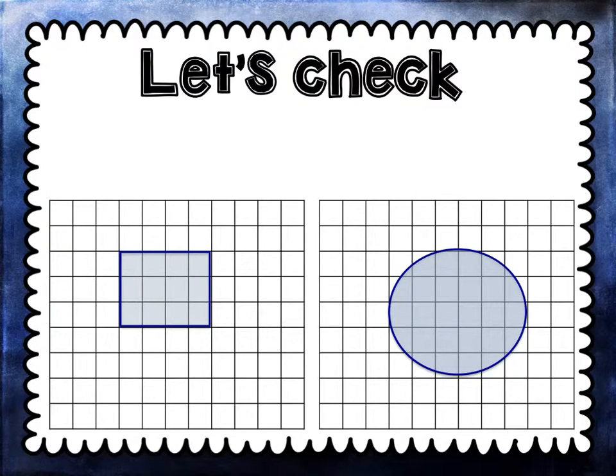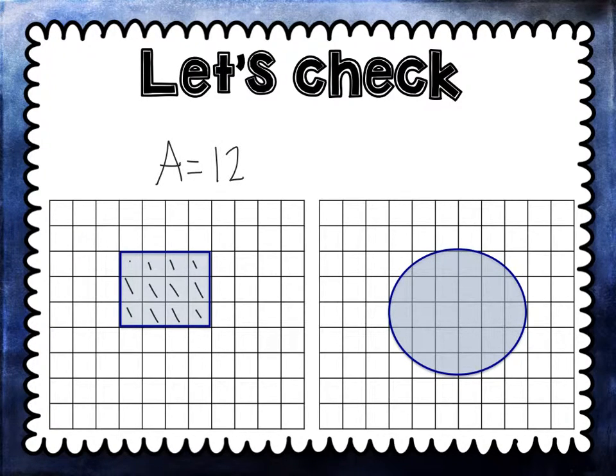So if you were finding the area of the square, you would count the units inside, which are 1, 2, 3, 4, 5, 6, 7, 8, 9, 10, 11, 12. So the area of the square is 12.